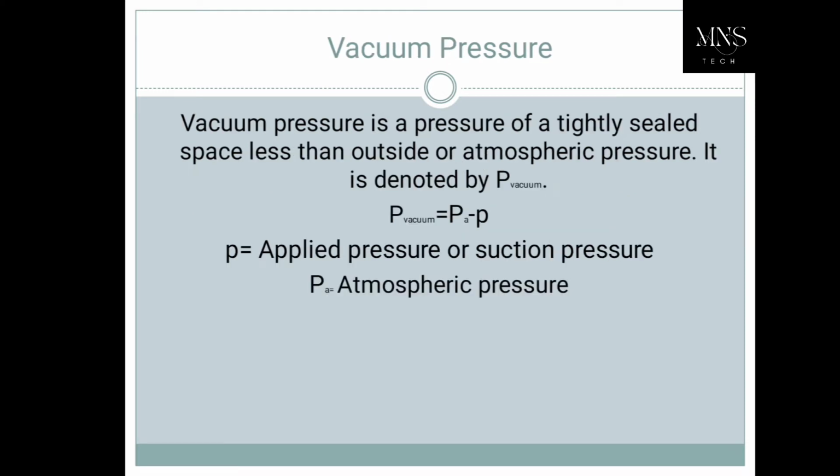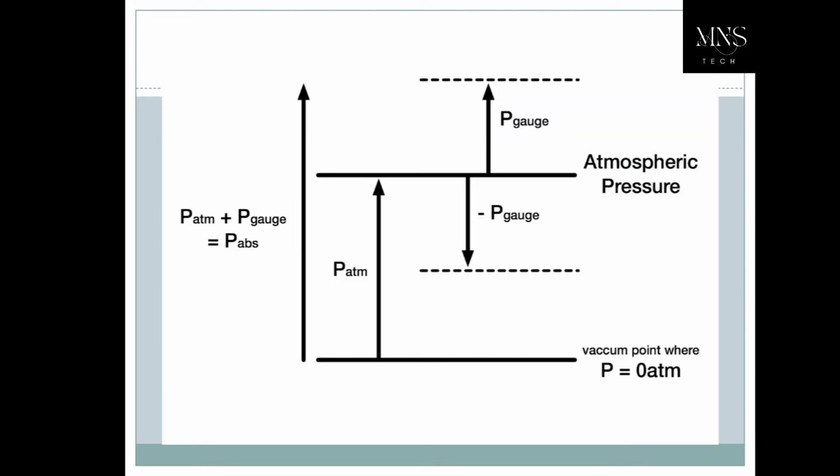Vacuum pressure. Vacuum pressure is a pressure of a tightly sealed space less than outside atmospheric pressure. It is denoted by P vacuum. P vacuum is equal to atmospheric pressure minus applied pressure or suction pressure. P is equal to applied pressure or suction pressure. PA is equal to atmospheric pressure. Here is a chart of atmospheric pressure, absolute pressure, and gauge pressure.